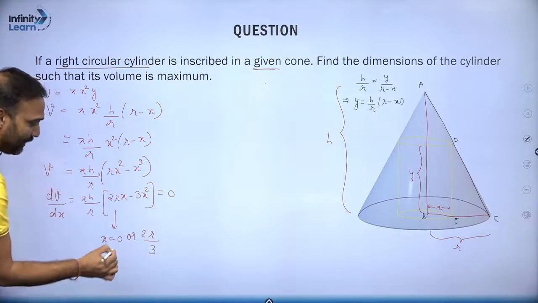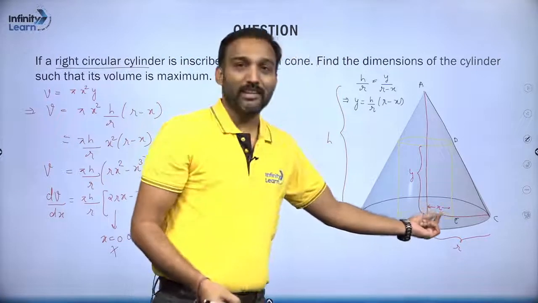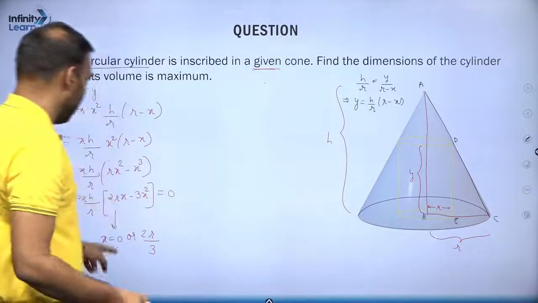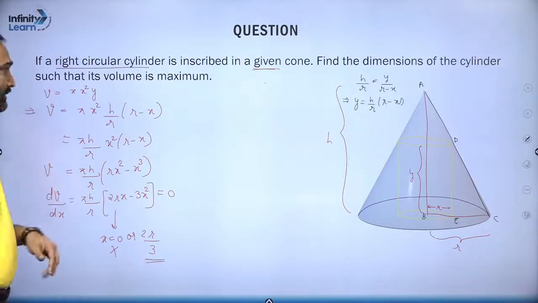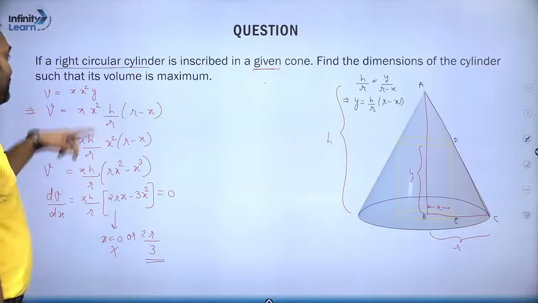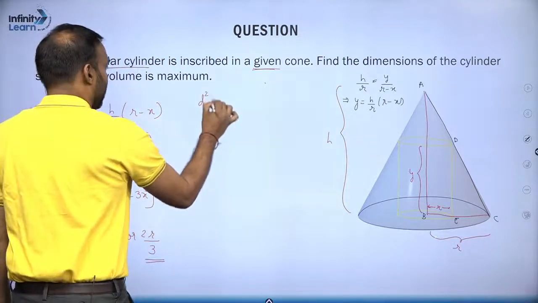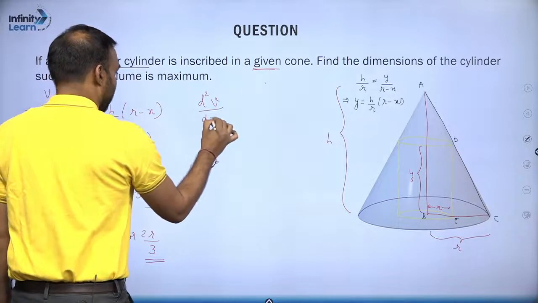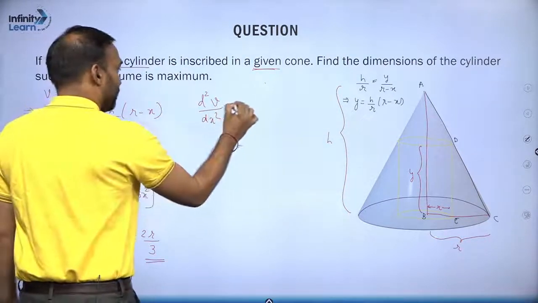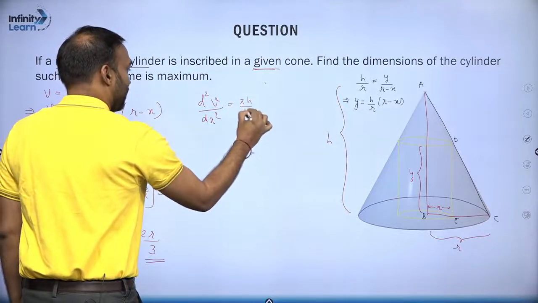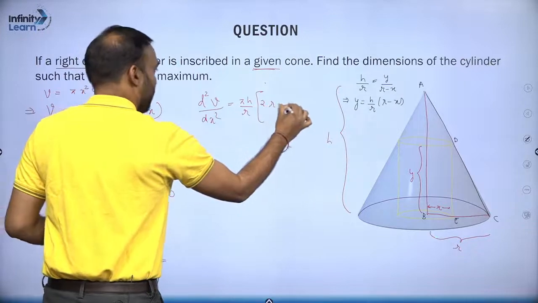Now x can never be equal to 0, right? Because if x is 0, the base of the cylinder will be 0, right? So obviously x equal to 0 is not allowed. So I am having only one value of x. So first I have to check whether the volume is maximum or not, right? So d2V by dx square. So I will differentiate this particular expression. It becomes pi h by r, which is nothing but the constant, into 2r minus 6x.